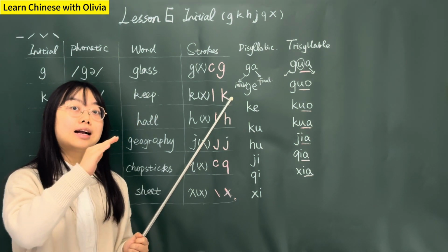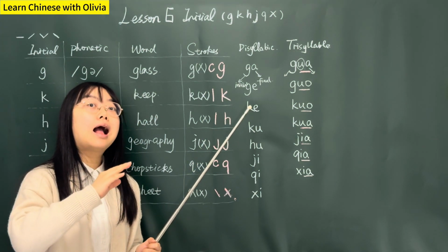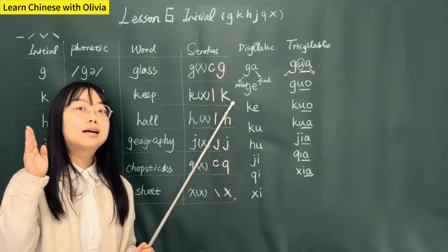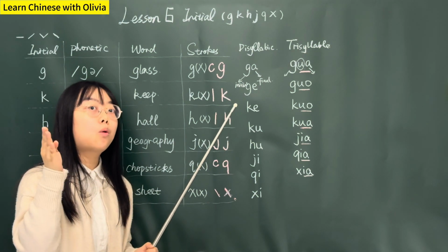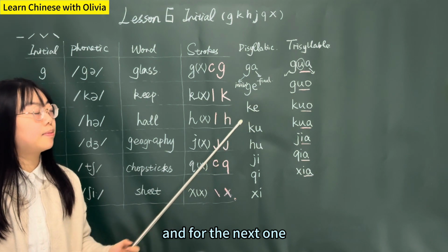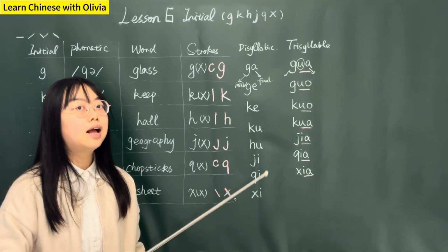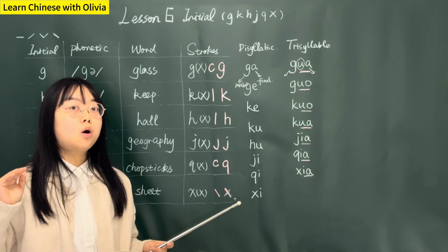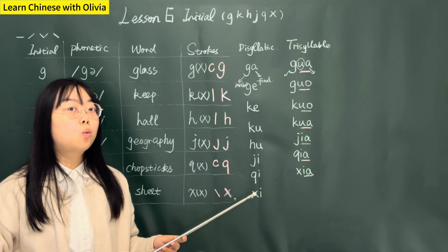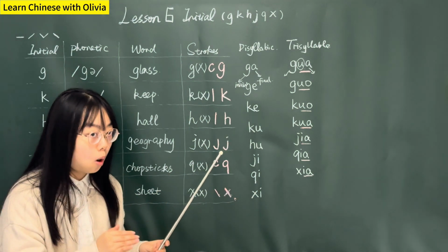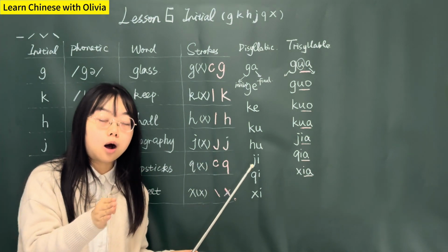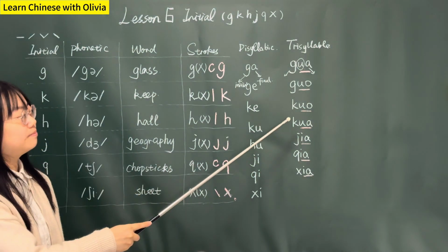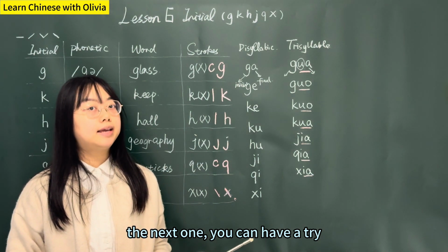Ge, wa, gua. And for the next one, guo, ge, wo, guo. Ge, wo, guo. The next one, you can have a try.